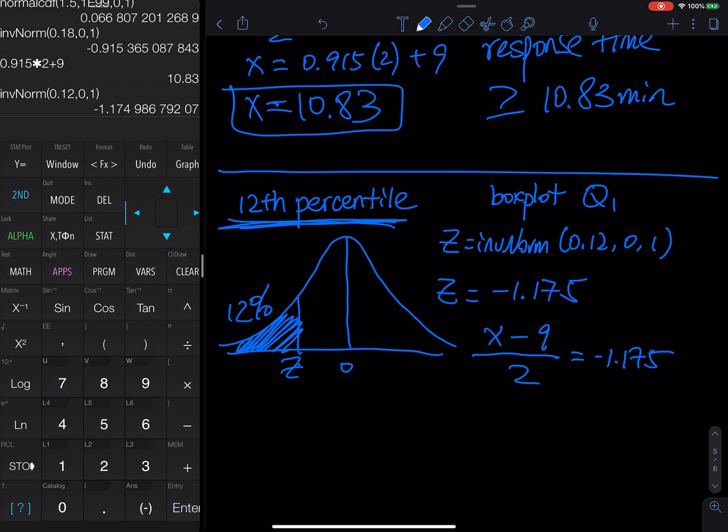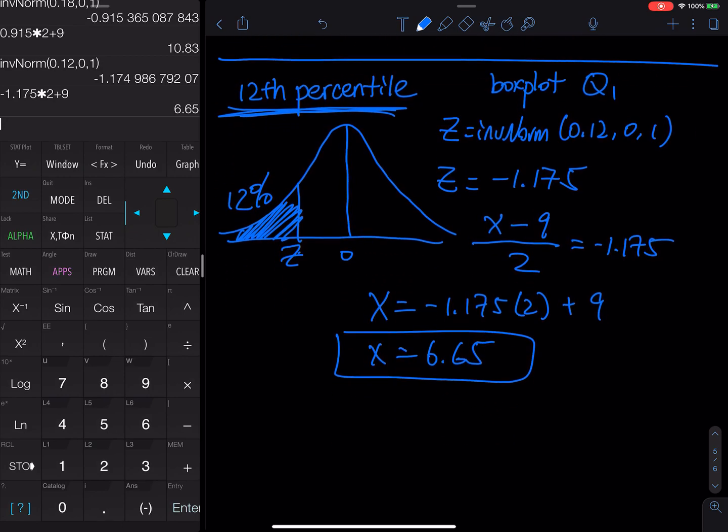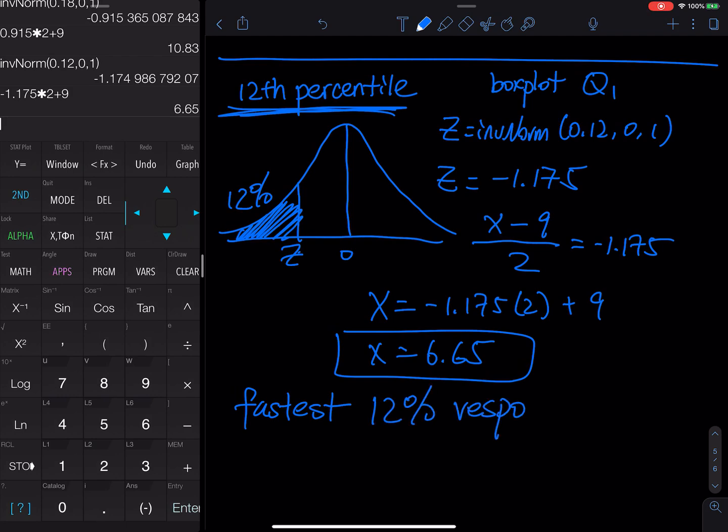Don't worry about the negative. The 9 is big enough to make it positive. So x is equal to negative 1.175 times 2 plus 9, which is 6.65. So this is actually the fastest 12% response time, which is a good thing. When you call the police, you want them to be here immediately, right? So the fastest 12% is less than 6.65 minutes.